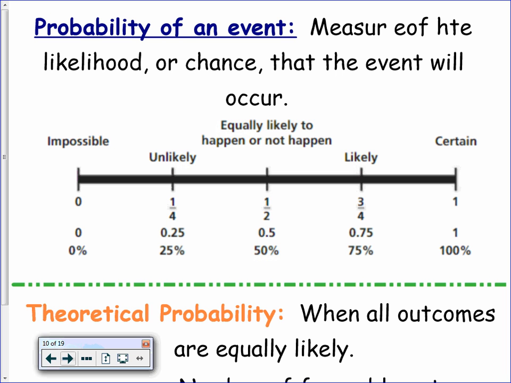Okay, so we do have some problems here where they talk about the likelihood of something occurring. It's impossible if something has a probability of happening 0% of the time. So you can just kind of go through this. Unlikely is around that 25% range, or a quarter of the time. Equally likely to happen or not to happen is that 50-50 chance. Likely that it's going to happen is that 75% range, and then certain it's going to happen is 100% of the time.